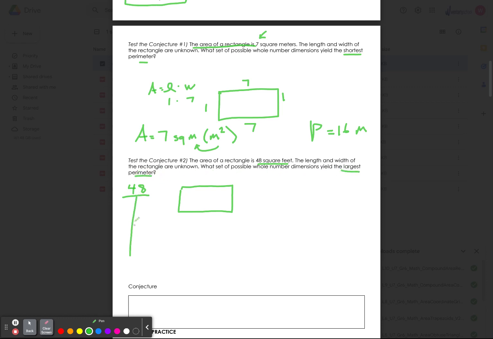So to multiply to get 48 is 1 times 48. You could have 2 times 24. You could have 3 times 16. You could have 4 times 12. You could have 6 times 8. Each of these would give you an area of 48. All right. What's the largest possible perimeter?